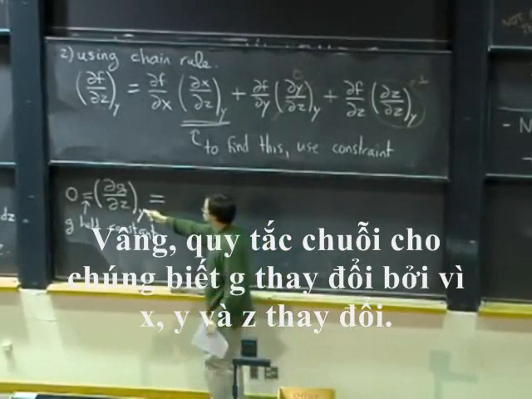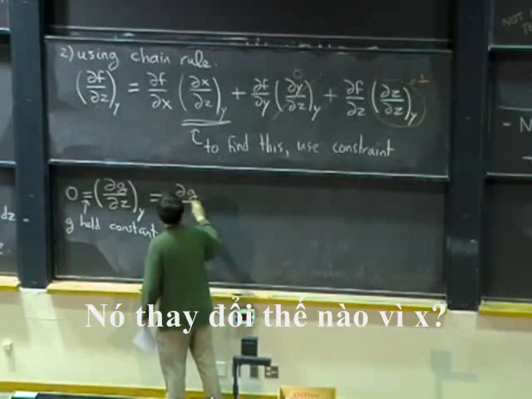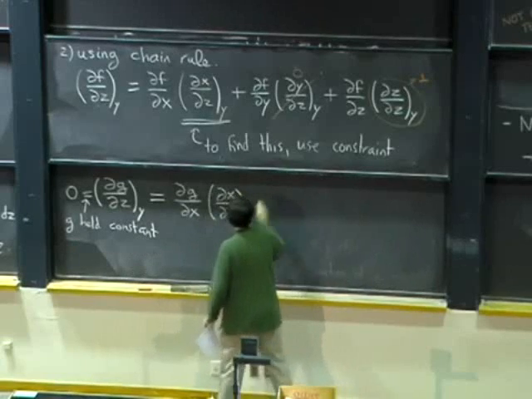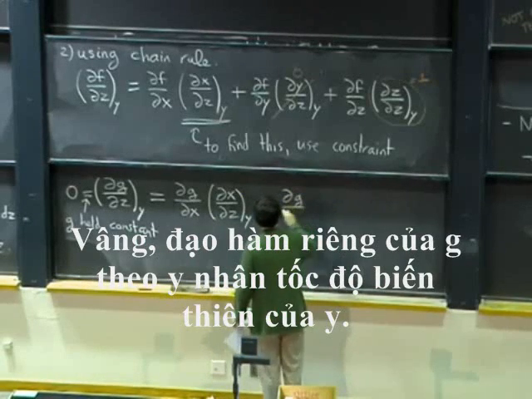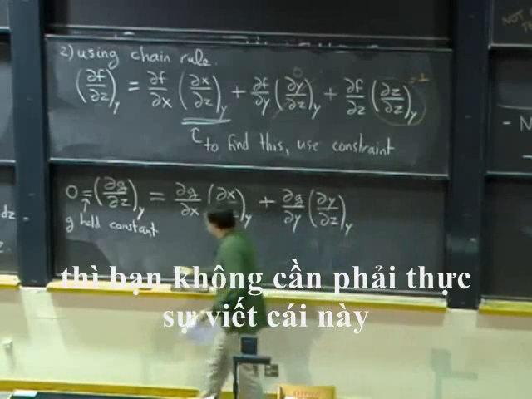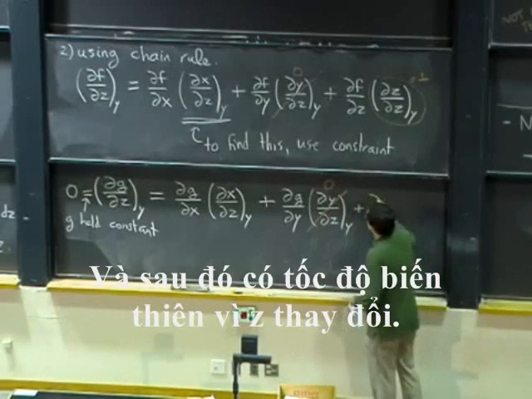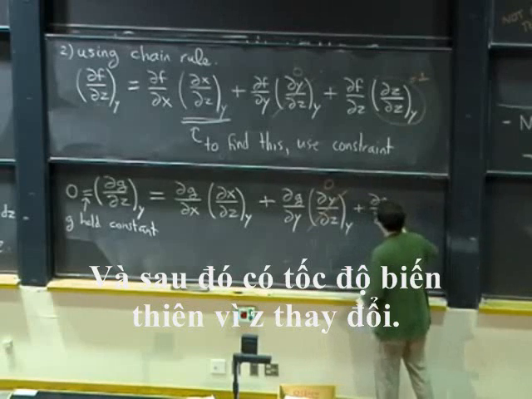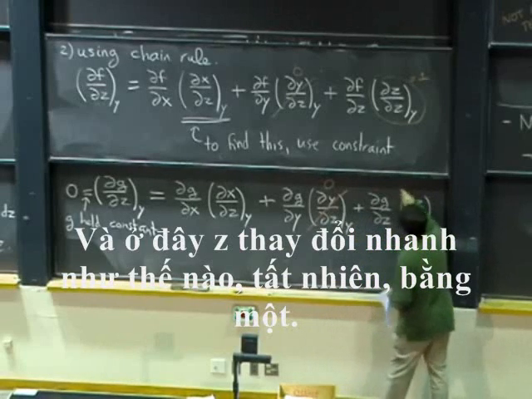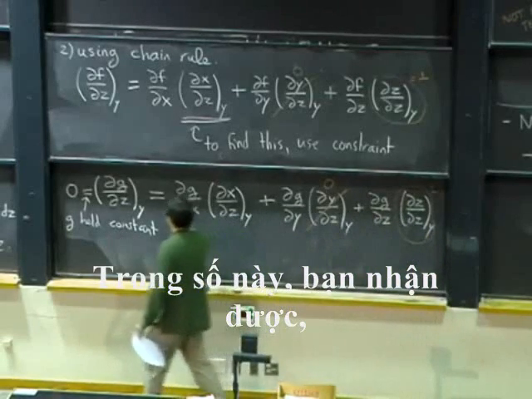Well, the chain rule tells us g changes because x, y, and z change. Okay? How does it change because of x? Well, partial g, partial x times the rate of change of x. How does it change because of y? Well, partial g, partial y times the rate of change of y. But of course, if you're smarter than me, then you don't need to actually write this one because y is held constant. And then there's the rate of change because z changes. And how quickly z changes here, of course, is 1. Okay? So out of this, you get that.